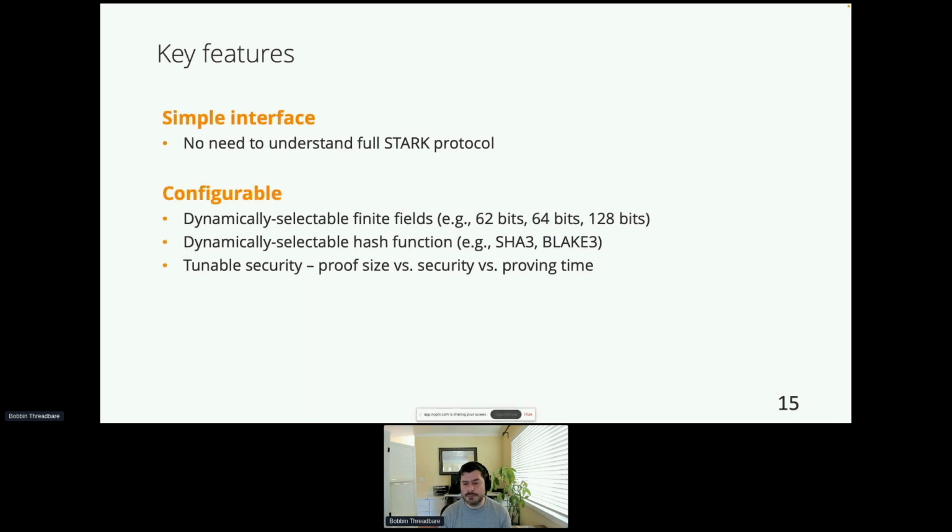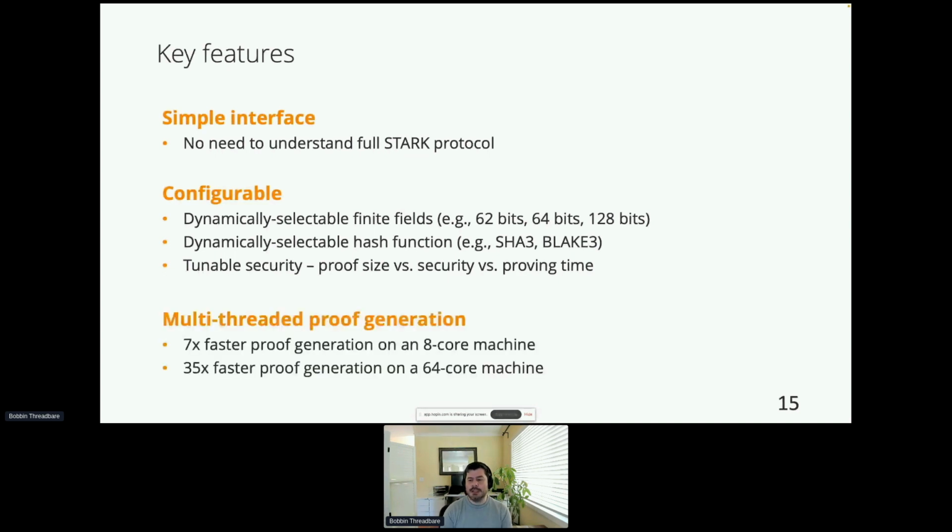recursive Stark proofs, and then you can fairly easily tune security and do this trade-off between proof size, security, and proving time by just tweaking a few options. And sometimes these are even runtime parameters. They're not even compile time parameters. And then it's fully multi-threaded, so you can run it on as many cores as are available.